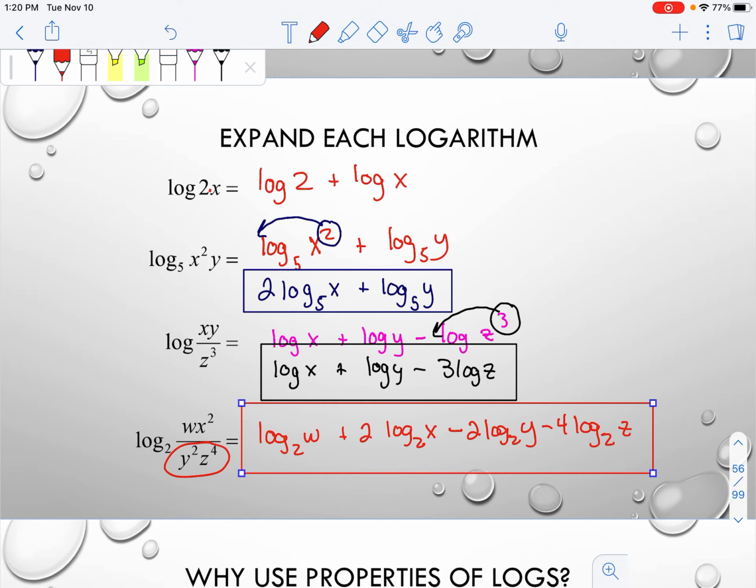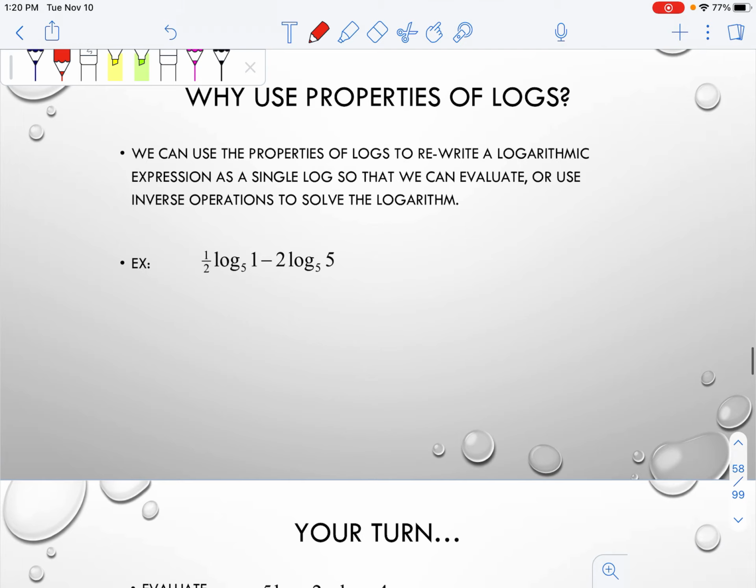So some of you might be wondering, what's the point of all this? Why do I have to expand, condense, all this stuff? Because logs do evaluate. We can use these properties to rewrite a log expression as a single log so we can evaluate or use the inverse operations to actually solve the logarithm equation or expression. So here's a perfect example of what we mean.